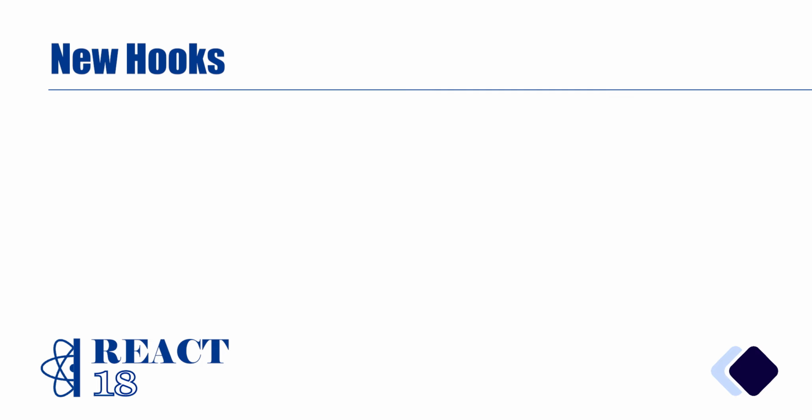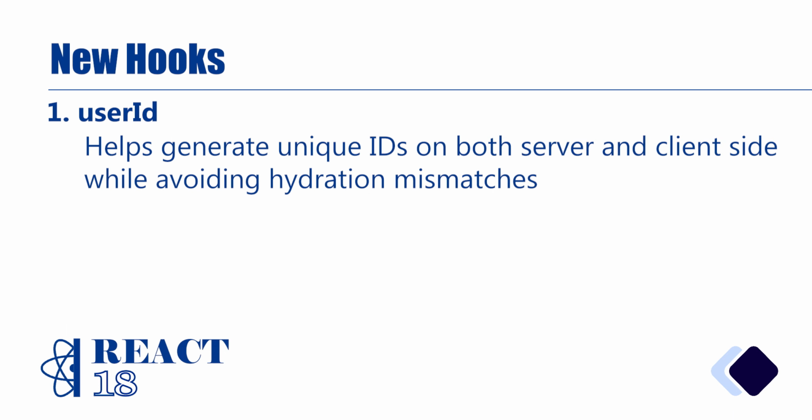We will briefly talk about the new React hooks. We are not going to be using those hooks a lot, but let's just brush through it. We have useId. useId is a new hook that helps generate unique IDs on both server and client side while avoiding hydration mismatches. useId is mainly useful for component libraries integration with accessibility APIs that need unique IDs.